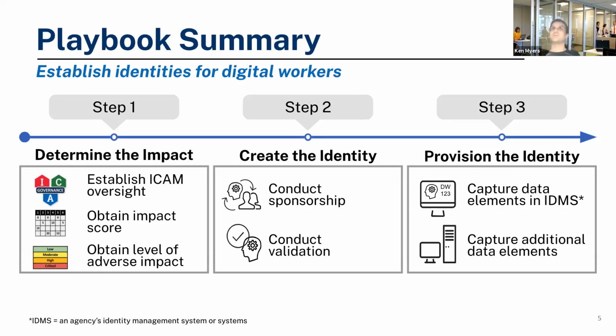Also within that first step is obtaining an impact score. So that score is kind of like an impact level, if you're familiar with doing 800-30 risk assessments, right? Low, moderate, high, that type of thing. So that's also what we're talking about within a digital worker, is that you arrive at an impact score. And that's what influences the next steps when you're creating your identity. So overall, the steps are a structured process to establish an identity.